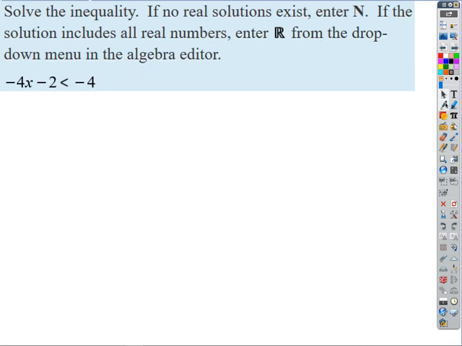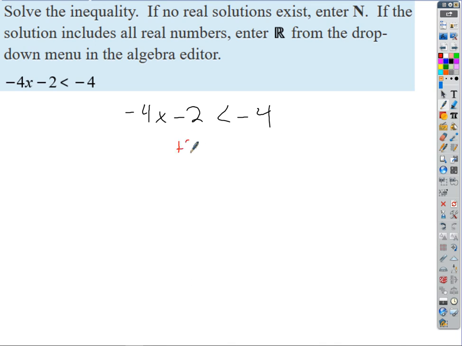Okay. This time we gotta be a little careful. Here's where all of a sudden things get slightly different. Okay, what are the 2 steps in order here? What do we do first? Add 2. So we add 2 and then divide by -4. Sounds easy. Let's go through those steps.